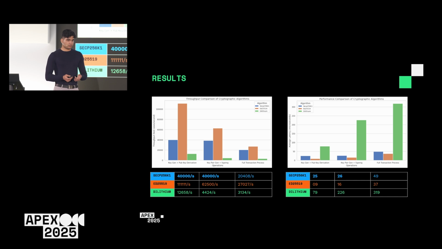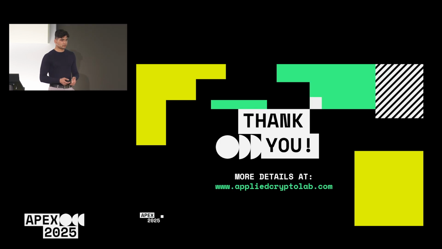If you want to check out more about this project, it's available on our website, appliedcrypto.com, where we have a detailed report of every single change we made to the code base, and it also contains some files which explain the changes in the code line by line.